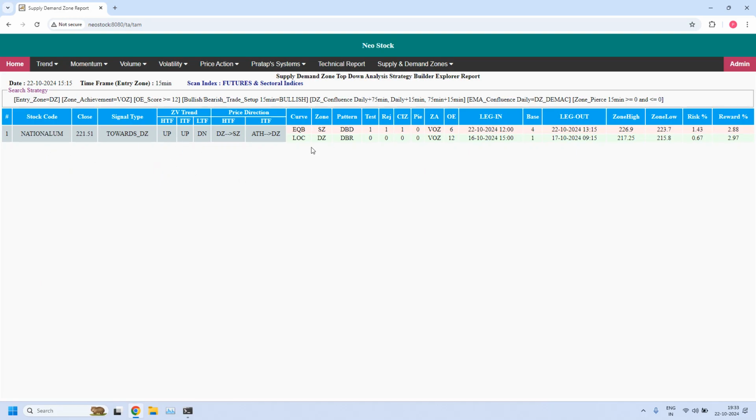So it's a high probability setup supported daily income trade, bullish trade setup. So it's a high probability setup supported stock.